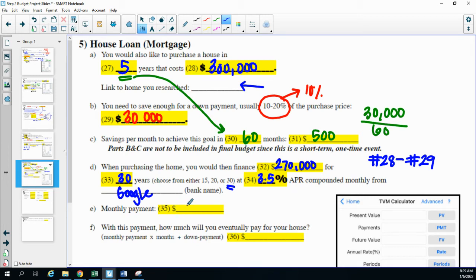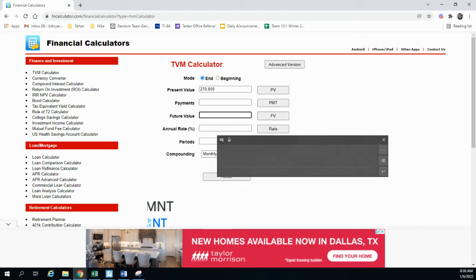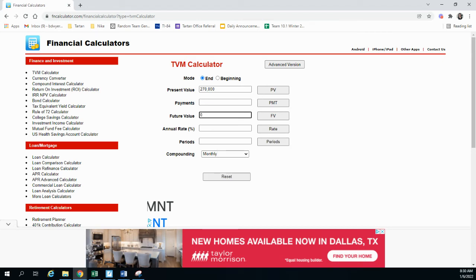Then to get your monthly payment, you need to use that TVM calculator that you downloaded on your phone. I'm going to use the web version. So the present value is going to be how much you are financing. What was your loan amount? Mine was $270,000. The payment is what you're looking for. Your future value, you would like that to be 0 so that you pay off your loan. Put whatever interest rate you determined. For me, it was 3.5%.